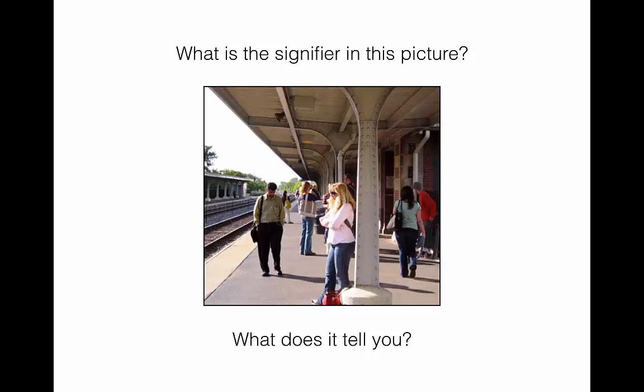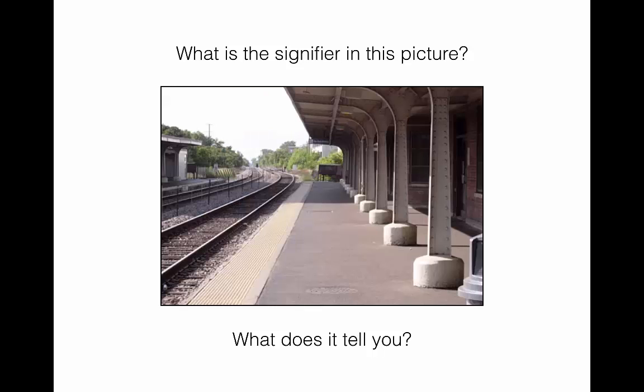Here's a picture of a crowded train platform. There is a signifier in this picture, but it's not really the kind of signifier that we're used to seeing. Instead of spending a lot of time guessing what the signifier is, think about what this picture is telling you and compare it to what this picture is telling you. The only difference between the two pictures is that in the first picture, the train platform is crowded, and in this picture, the train platform is empty. And don't be fooled into thinking it has something to do with trains. The same kind of pictures can be taken on a subway platform.